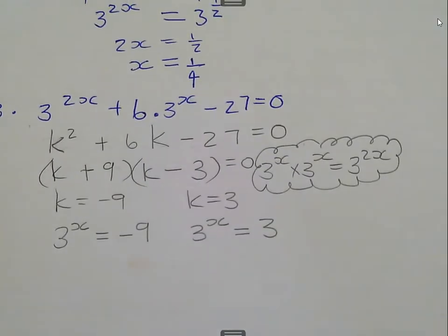Now let's see how smart you are. I haven't solved for x yet. Okay, I've only done the simplification. Can I write negative 9 as 3 to the power of something? No. Thank you so much. That's a definite no.